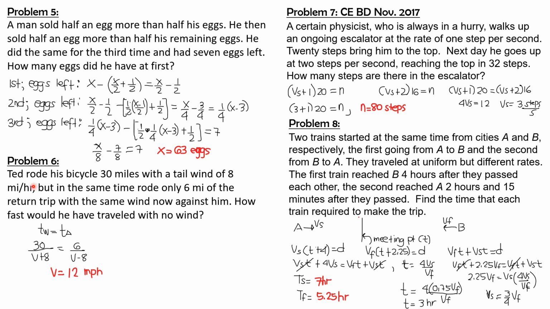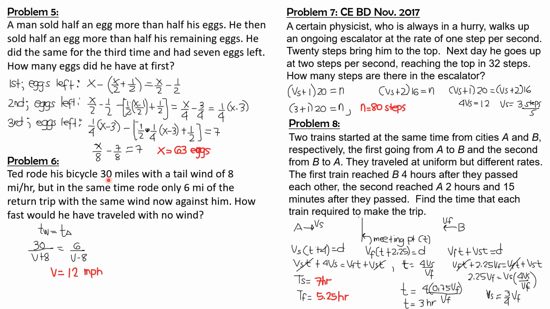Problem 6. Ted rode his bicycle 30 miles with a tailwind of 8 miles per hour, but in the same time rode only 6 miles of the return trip. With the same wind now against him, how fast would he have traveled with no wind? So it is clearly stated here that the time riding the bicycle with the wind is equal to the time in returning back, but against the wind this time.